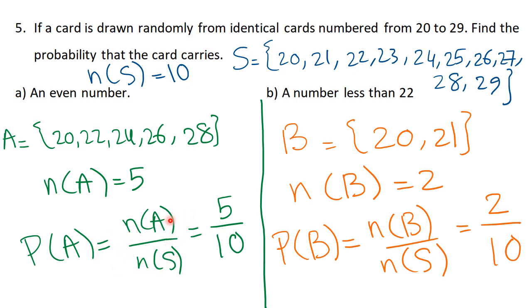And now we can apply it and say that it is 5 over the number of the sample space, which we calculated at the beginning, which is 10. So the answer will be 5 over 10.